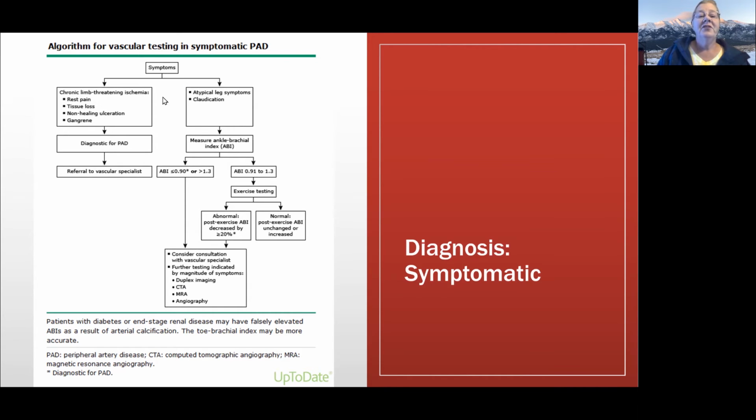If you're symptomatic and you have just claudication and we don't know exactly what's what, we're going to go back to that ankle brachial index and look at that. And if that shows to be a significant problem, we're still going to send them to a vascular specialist and consider further testing.